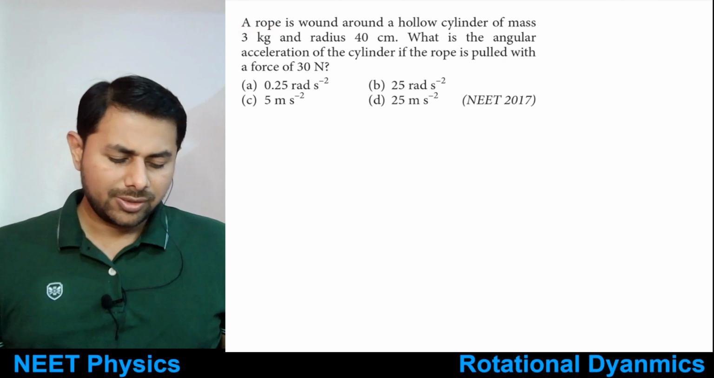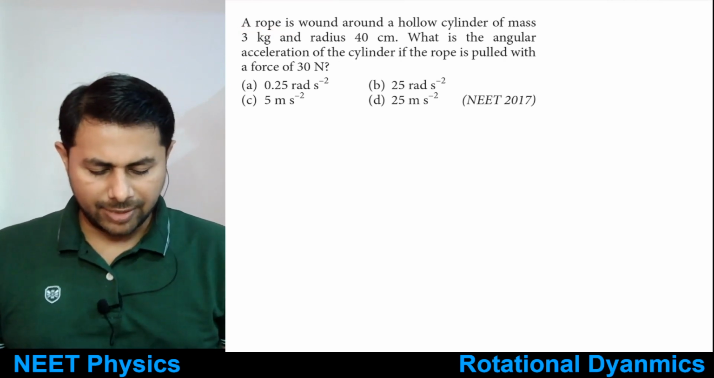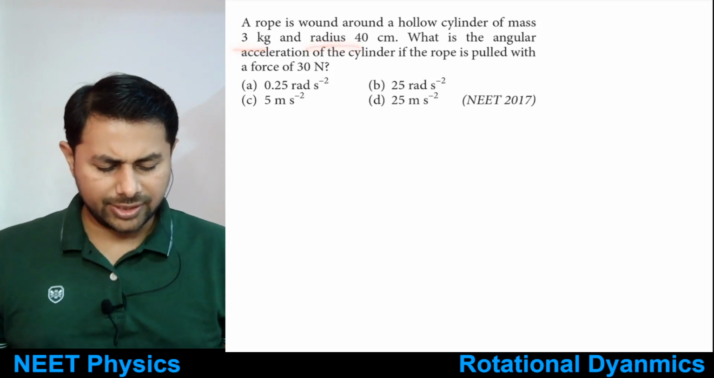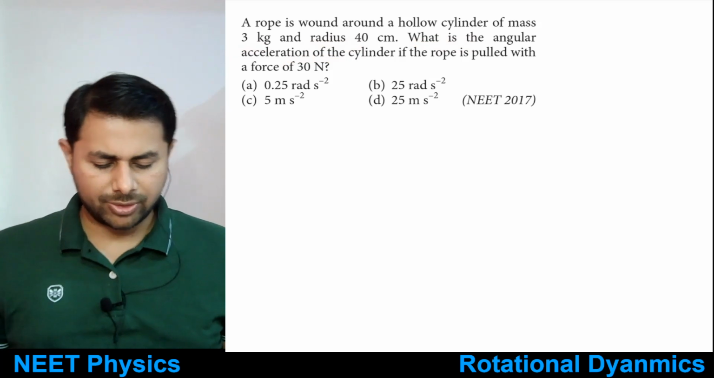A rope is wound around a hollow cylinder of mass 3 kg and radius 40 centimeters. What is the angular acceleration of the cylinder if the rope is pulled with a force of 30 Newton?